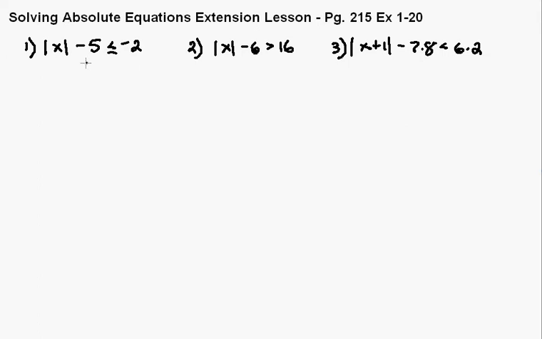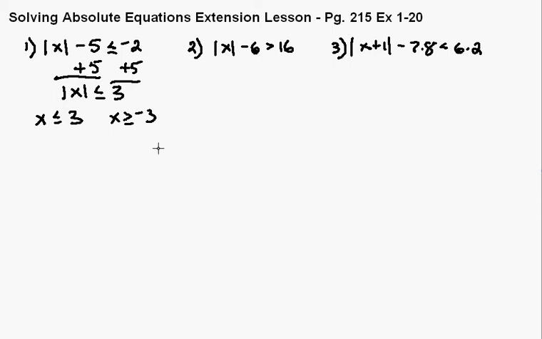So the first thing I'm going to do is add 5 to both sides of the inequality. This is going to leave me with the absolute value of x on the left side of the inequality and 3 on the right side. This now turns into two inequalities. I have x less than or equal to 3 and x greater than or equal to negative 3.